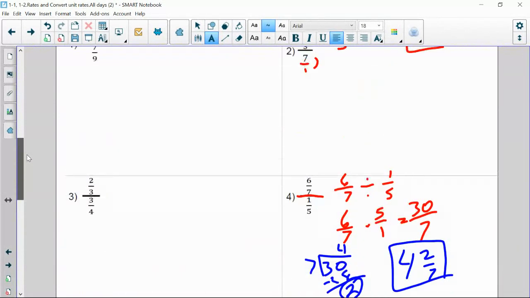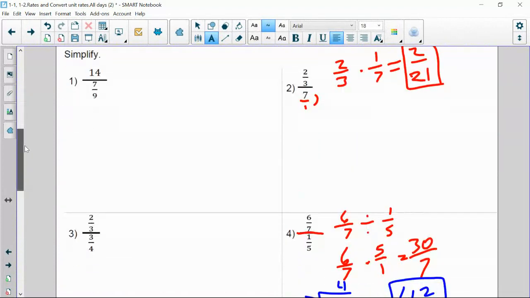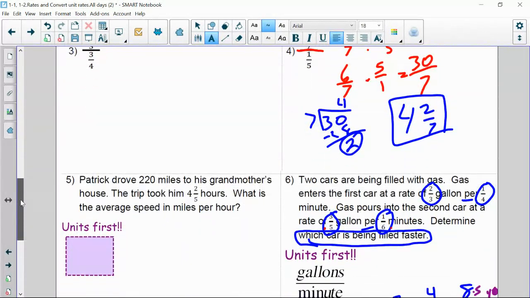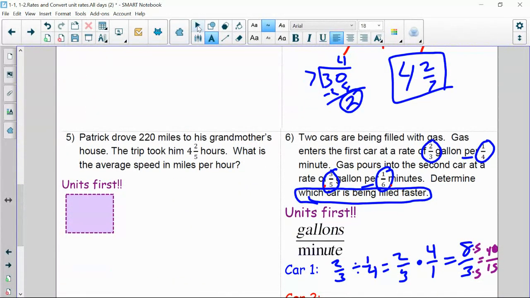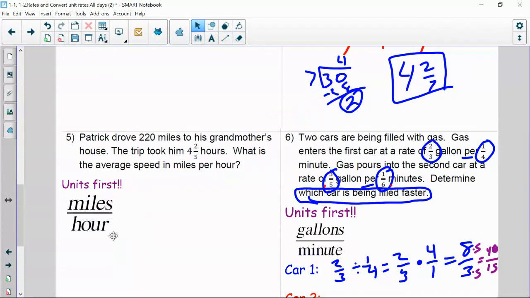All right, so you have 3 problems left. Know you can do this. Look at the examples right across from it. Then for number 5, remember to set up everything, and you want to do miles per hour. And remember, turn that into improper fraction.